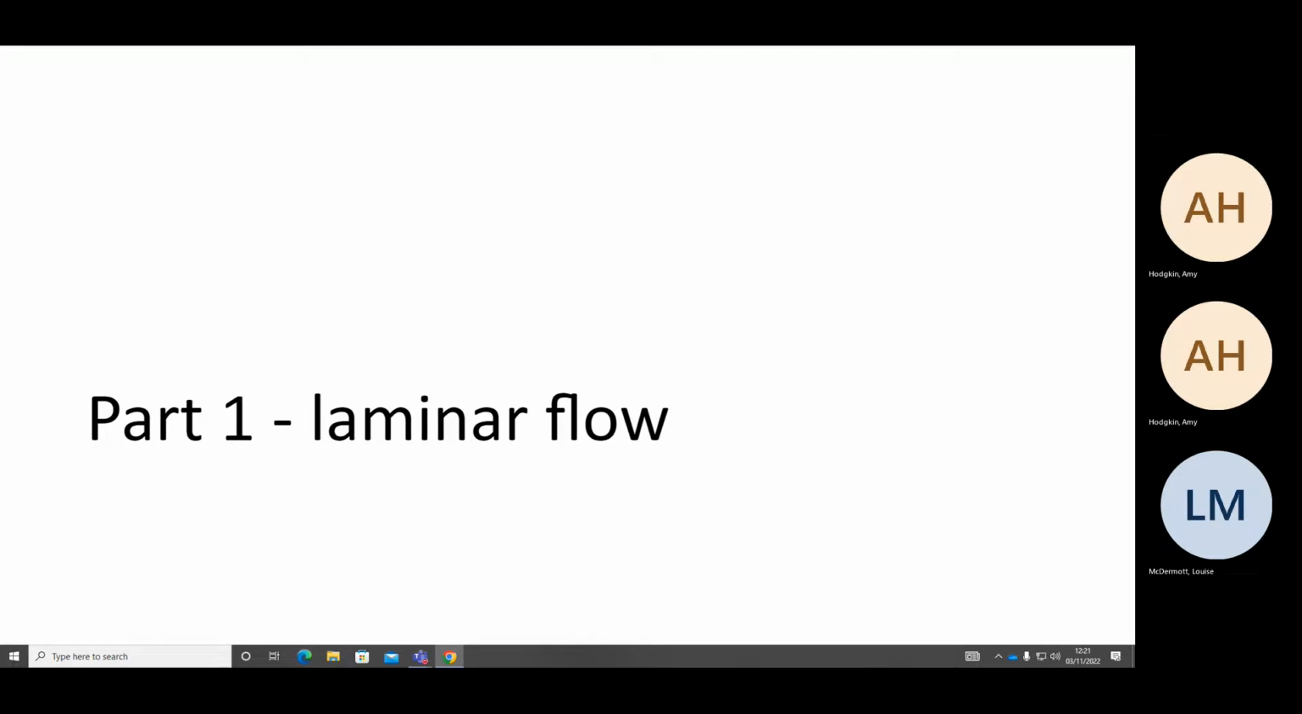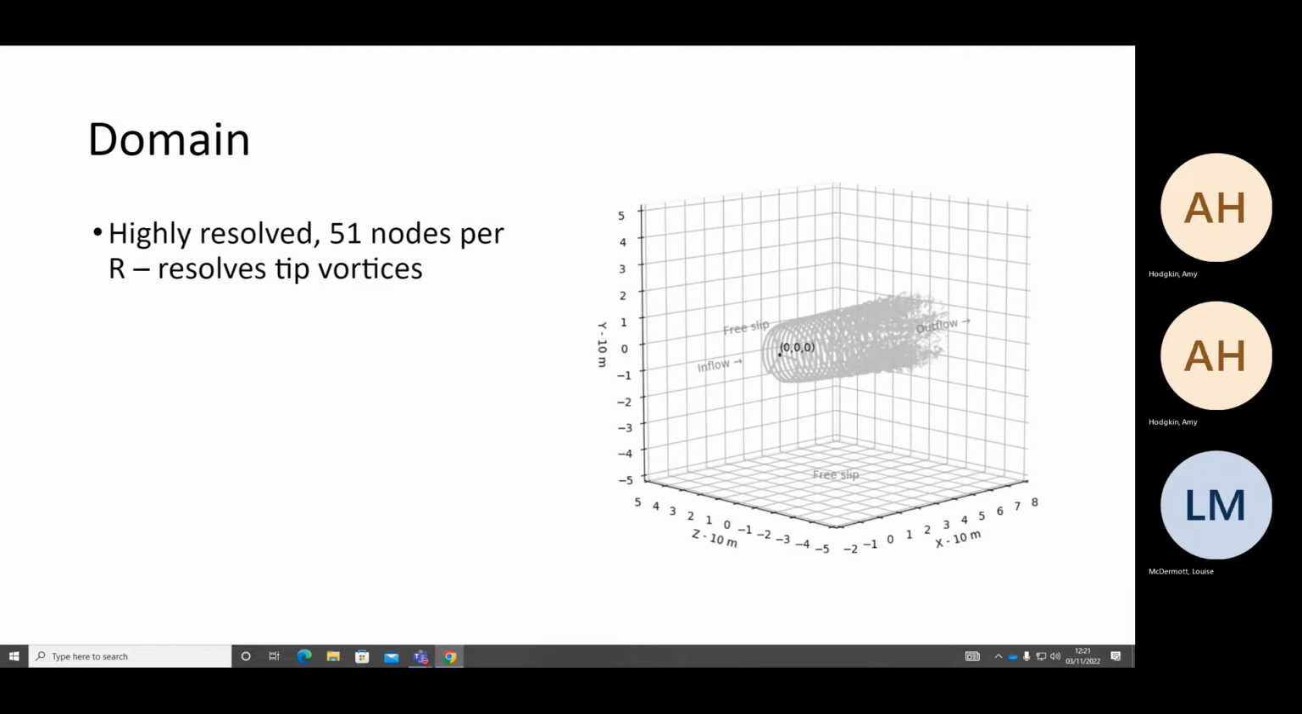Okay, so onto the laminar flow section. First, the setup of this. So we've got a domain of 10R by 10R by 10R for our turbine with radius R. Our turbine's placed in the midspan and height at 2R downstream. We've ensured that the domain is large enough to avoid any blockage effects, and we've confirmed that this is the case. And it's very highly resolved. So we have 51 nodes per radius of the turbine. So we can very clearly see our tip vortices in the results. And we have inflow and outflow boundary conditions in X and free slip in Y and Z.